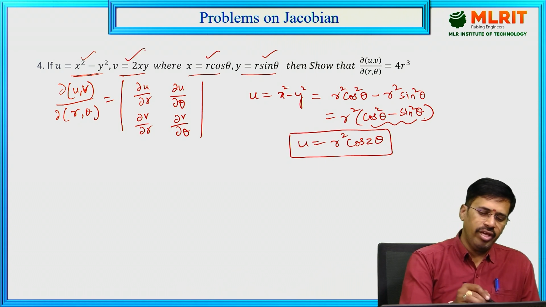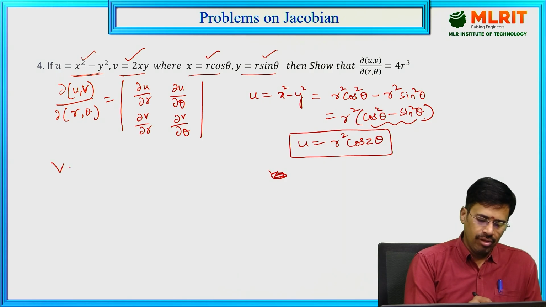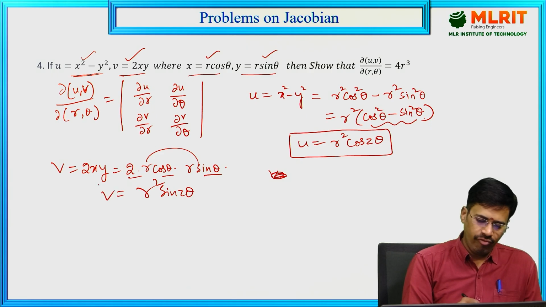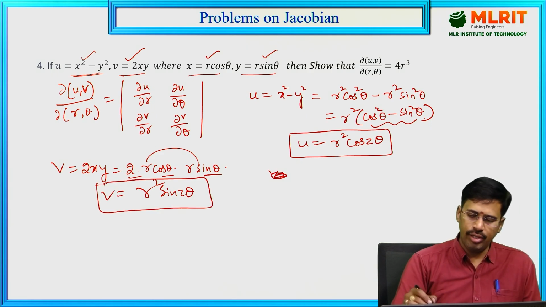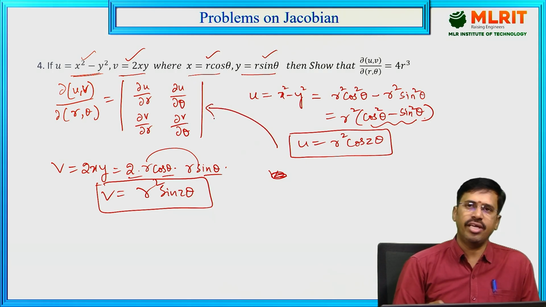Similarly, v is 2xy. So v is equal to 2xy. So 2 into x means what? r cos theta. Y means r sin theta. So this is r into r square, 2 sin theta cos theta is sin 2 theta. So v value is r square sin 2 theta. U value is r square cos 2 theta. Now I can differentiate u comma v with respect to r and theta and then substitute the derivatives here.